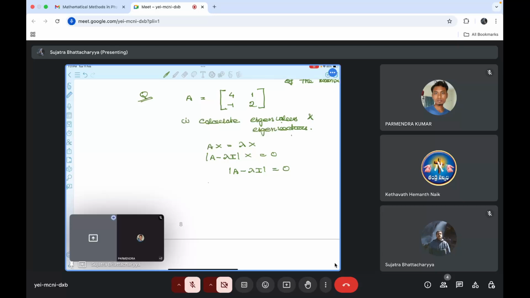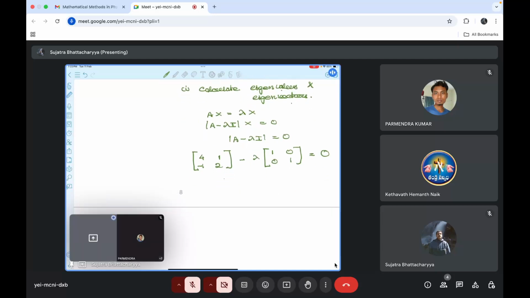For that, what we will do? Take the A matrix, 4. Okay, let me go step by step, that will be easy for you. So this is [4, 1; minus 1, 2] minus lambda I, so [1, 0; 0, 1], and put that equal to 0. So what you will get? It will be 4 minus lambda, this will be 1, this will be minus 1, 2 minus lambda. Correct?